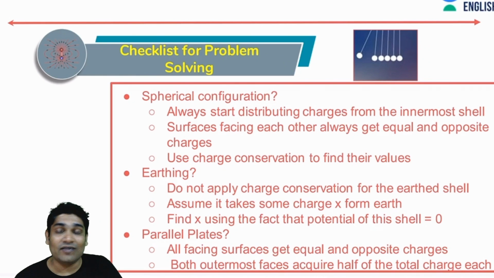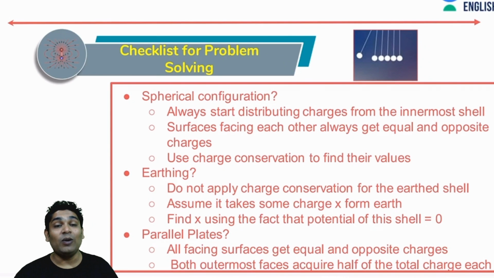And we already discussed one common result. If ever the outermost shell was connected to earth, then the charge on its outermost surface will always be zero. For that also, you don't need any calculation.